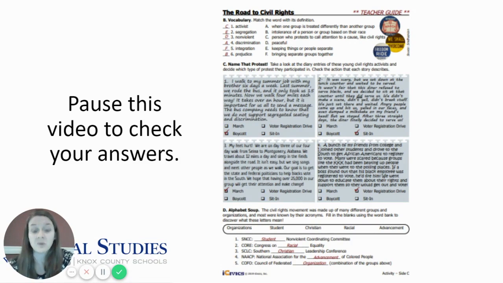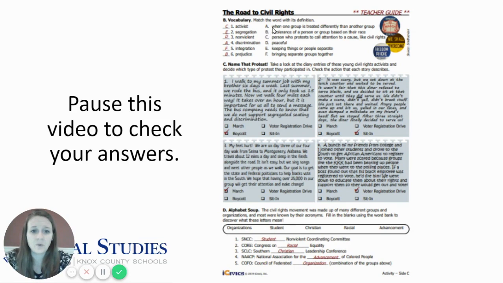Now we're going to go over the Road to Civil Rights assignment. First is the vocabulary matching. You had to match the word with its definition. So activist is a C, a person who protests to call attention to a cause like civil rights. Segregation is E, keeping things or people separate. Nonviolent is D, it means peaceful.